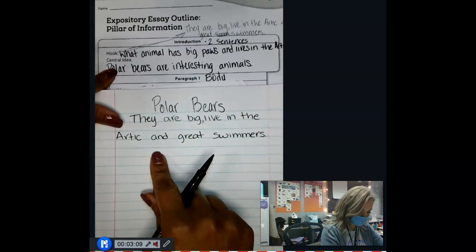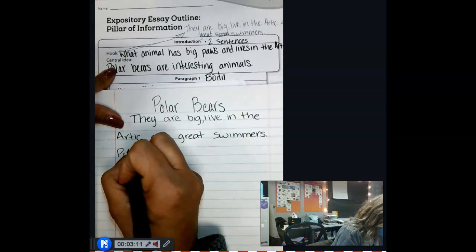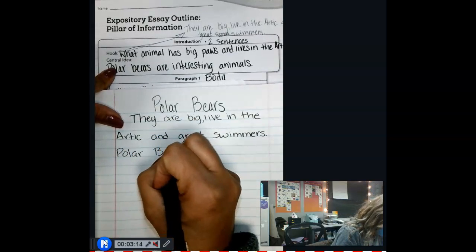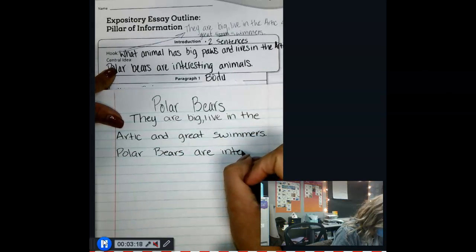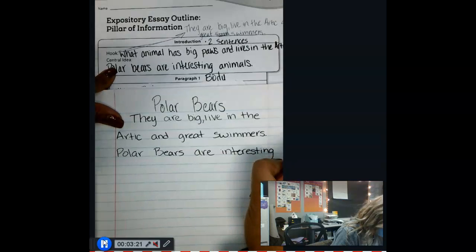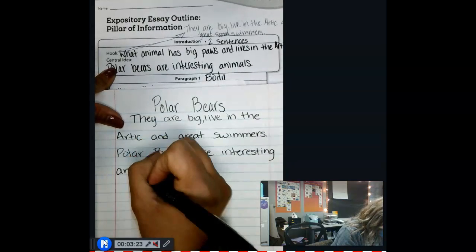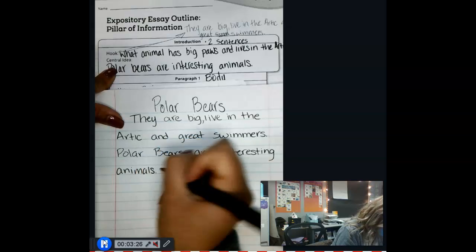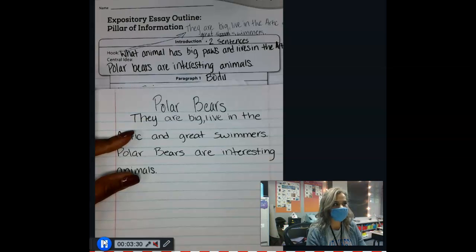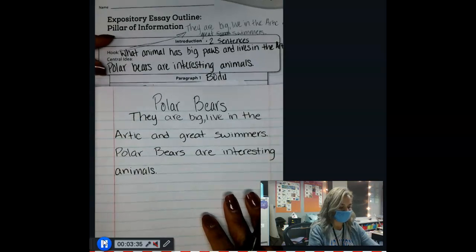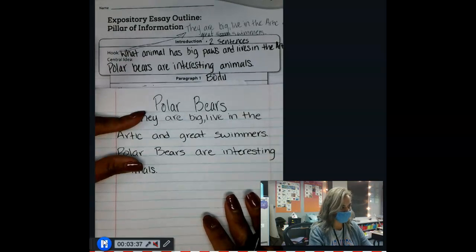Then I want to add my central idea. Polar bears are interesting animals. So this here is my introduction. I basically just took my information from my introduction, and I'm moving it over to my writing notebook and writing the introduction.